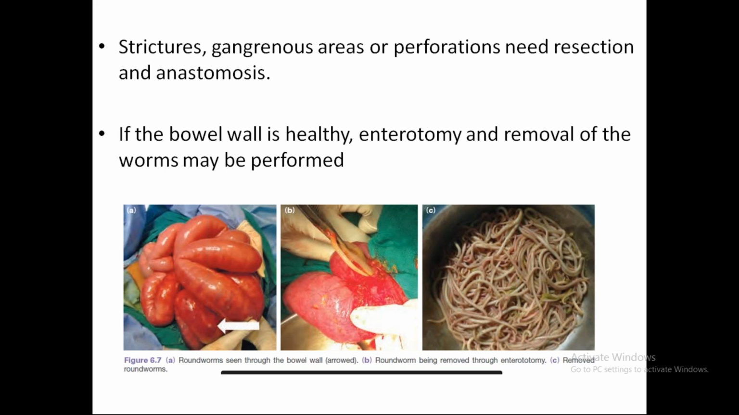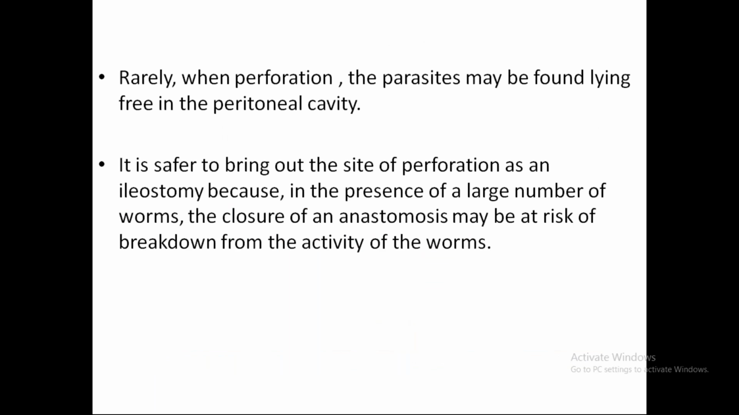So strictures, gangrenous areas or perforations need resection and anastomosis. If you find a perforation and the bowel wall is healthy, enterotomy and removal of the worms may be performed. Next, if you find perforation anywhere, you have to bring that bowel outside and do an ostomy there. Rarely, with perforation, the parasites may be found lying free in the peritoneal cavity.